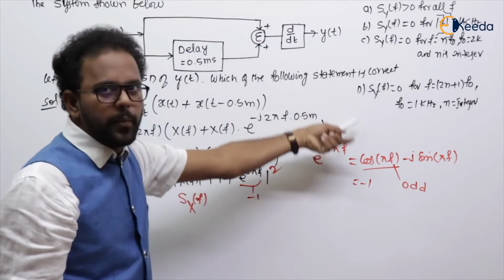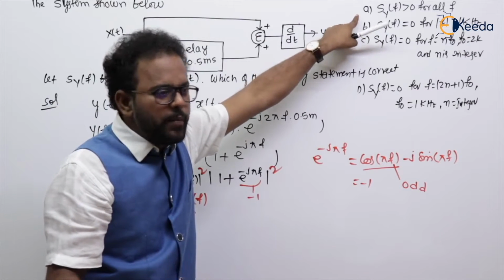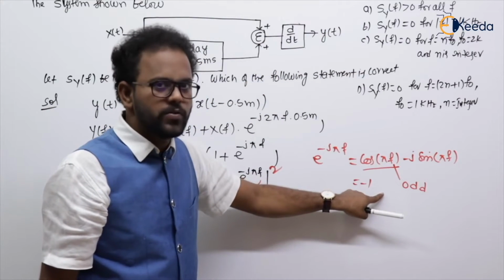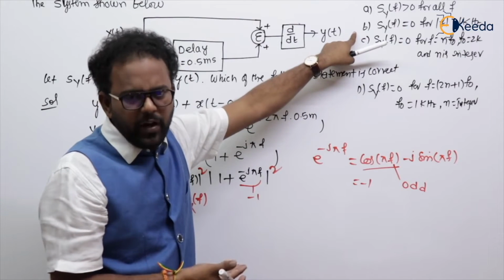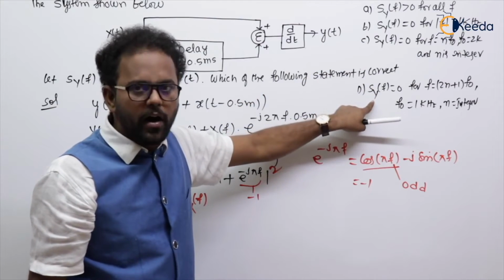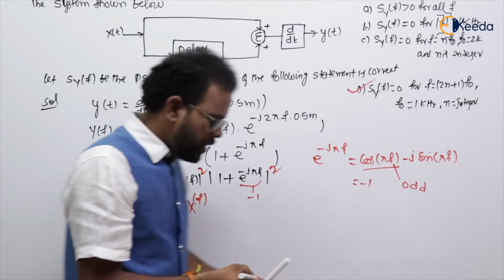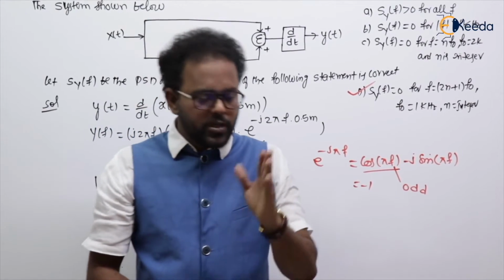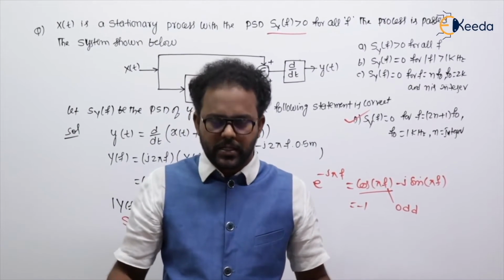If you see all the options, he told always greater than 0. No, sometimes it is becoming 0 for odd values. Here he told mod f greater than 1. No, some of the odd values are there. Here he gave even values, but here he gave odd values. So I can say option D. Standard model of problem. He will give you some input, some system, and ask about the output power spectral density.